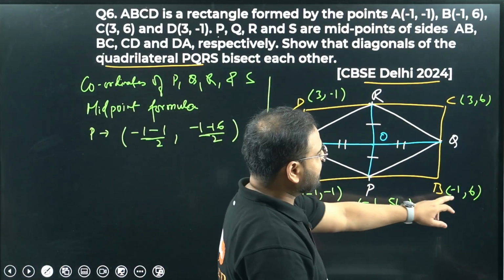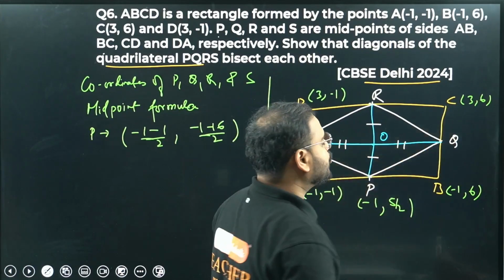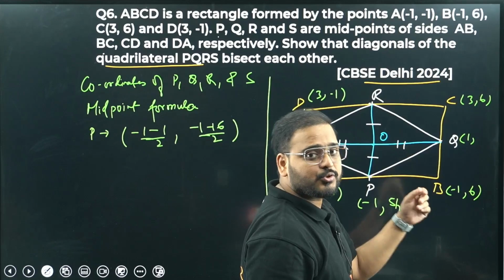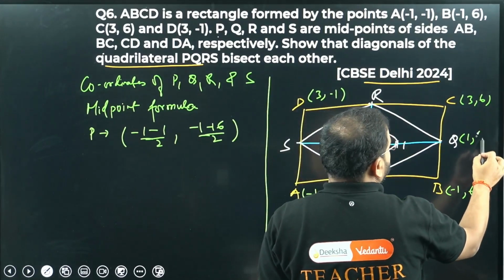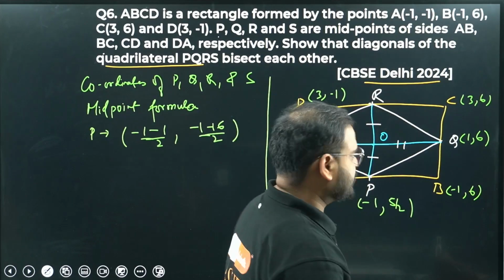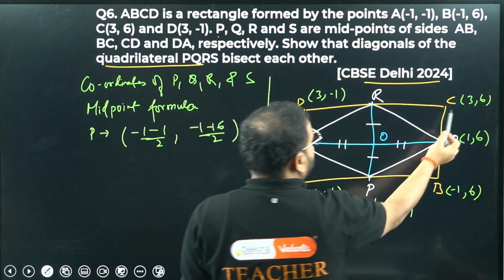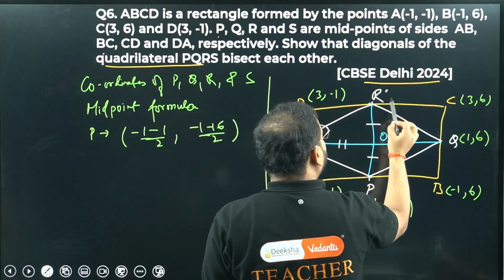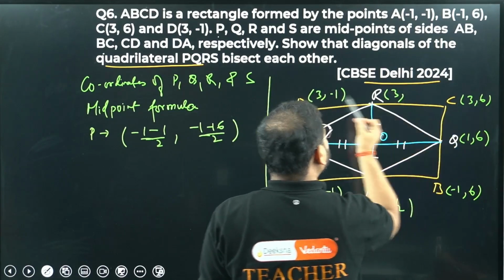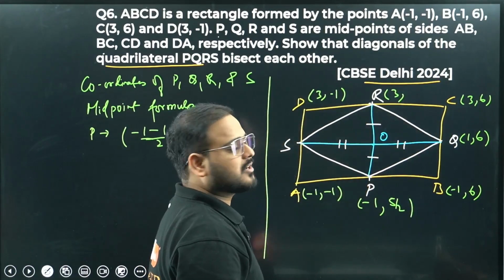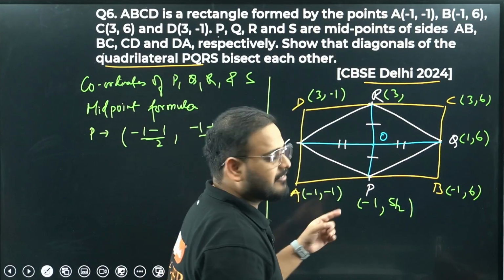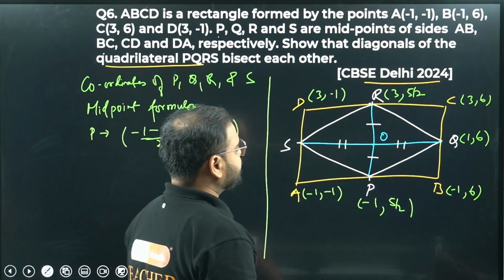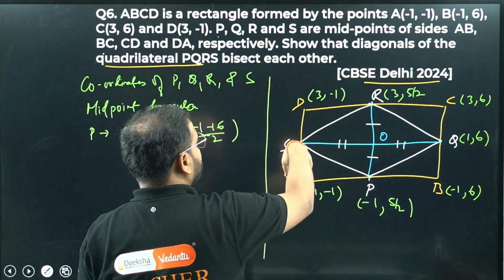What about Q, sir? -1 plus 3, so 2. 2 by 2 is what, sir? 1. 6 plus 6, 12. 12 by 2 is what, sir? 6. So 1 comma 6. Chali. Have a look. 3 plus 3, sir? 6. 6 by 2 is what, sir? Again 3. Next one. 6 minus 1, sir? How much is that, bacha? 6 minus 1? 5. So again 5 by 2. Okay. How about this line?